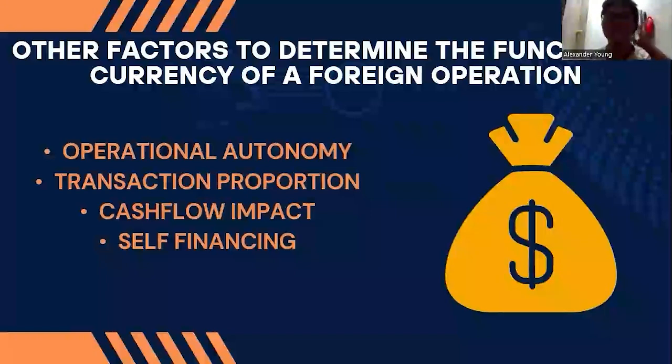Next one is other factors to determine the functional currency of a foreign operation. So there are four here. First is operational autonomy. What is operational autonomy? It depends on whether, in the foreign country, they can manage themselves and deal with their local parties there. They are not really doing everything through the home office.